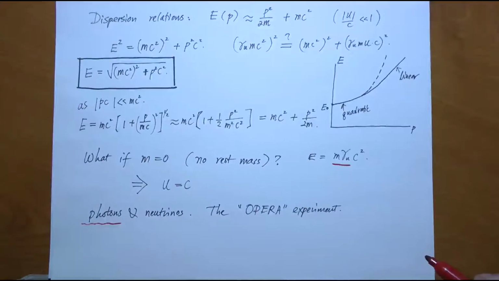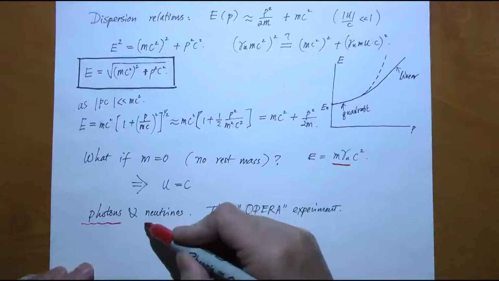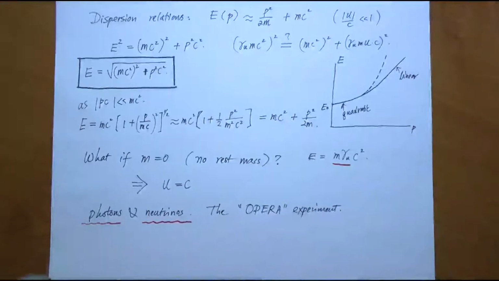These are called photons. Another example, at least we believe, is neutrinos. That's another type of elementary particle. They have no rest mass, and therefore they have to travel at the speed of light. Any massless particle must travel at the same speed, which is the speed of light. Otherwise, they will have no energy, which means they do not exist.